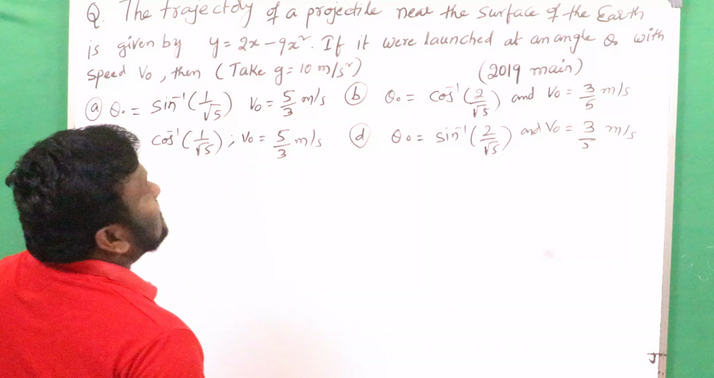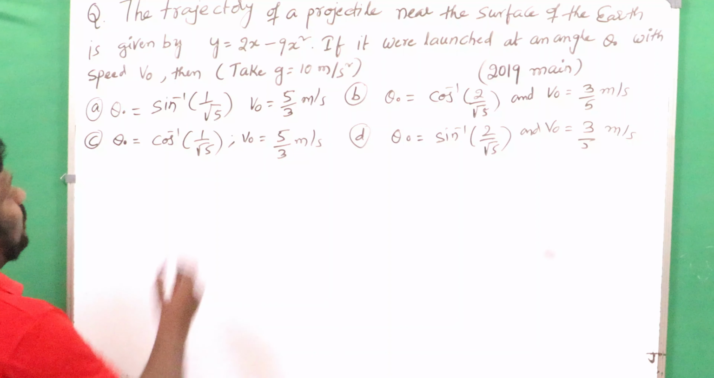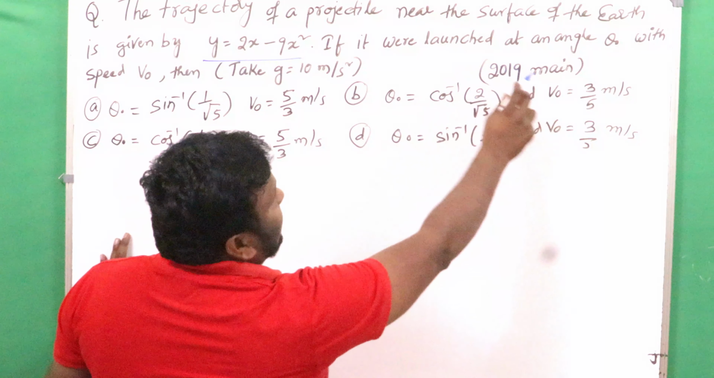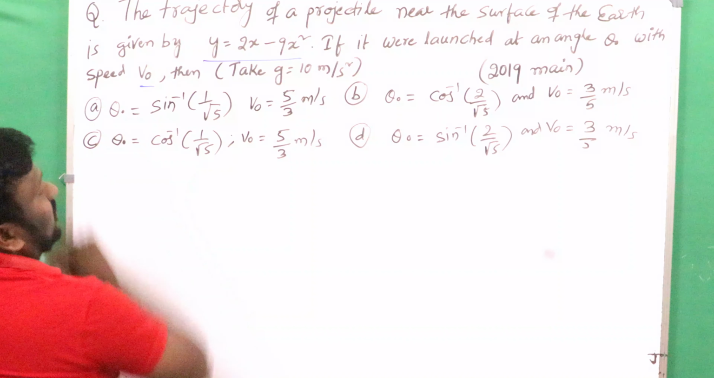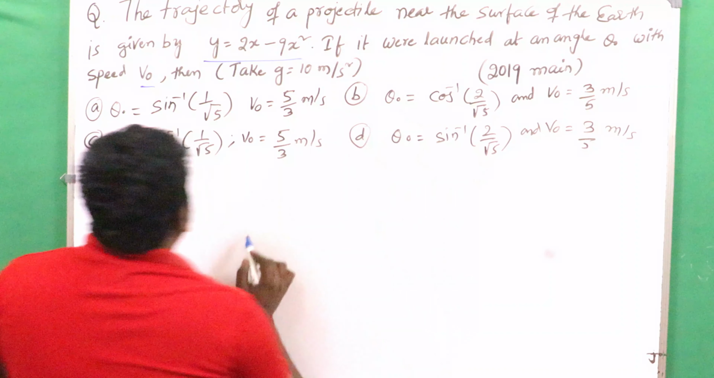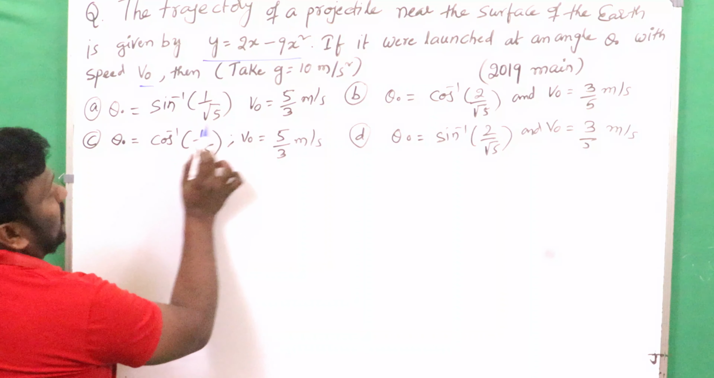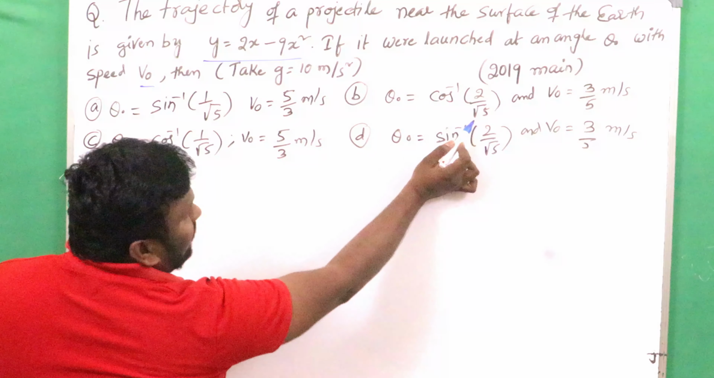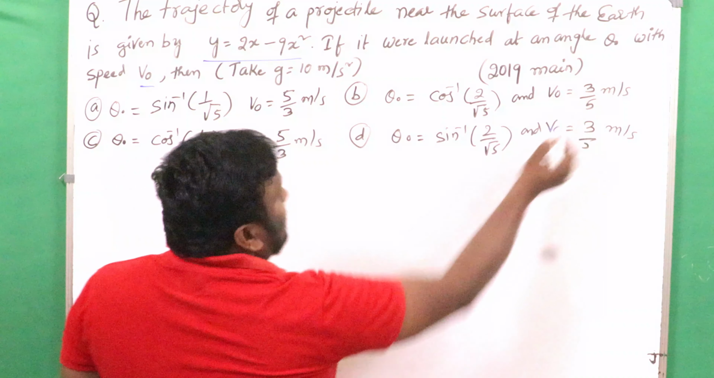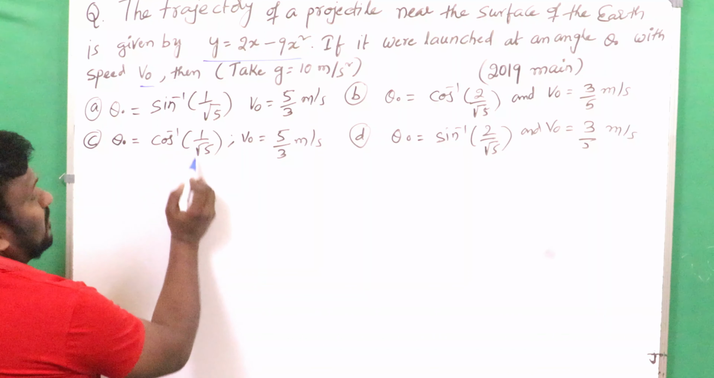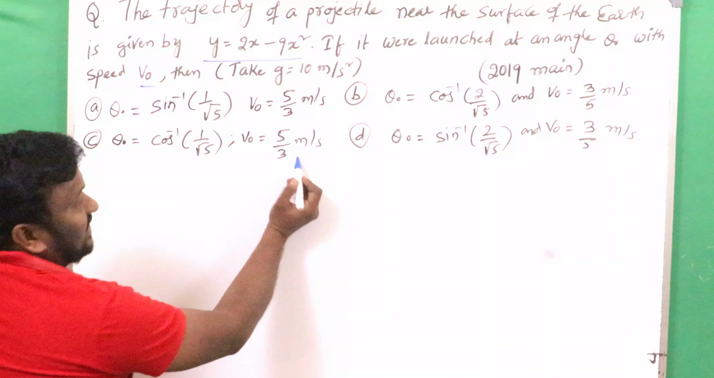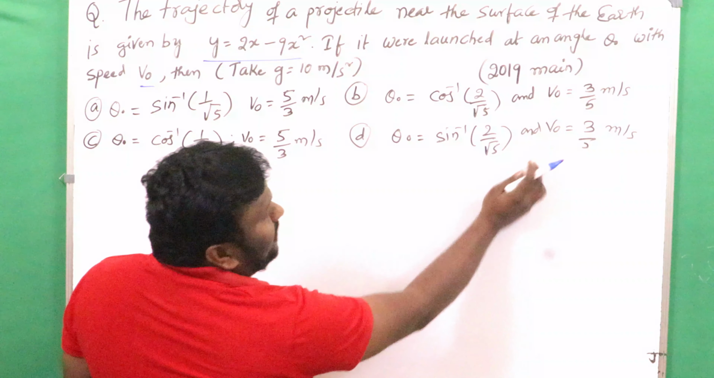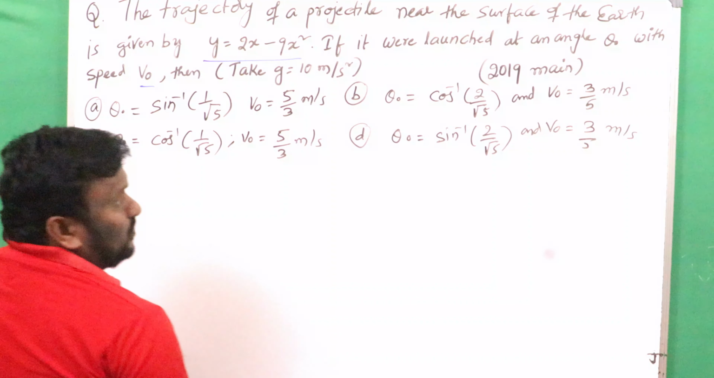The trajectory of a projectile near the surface of the earth is given by y equals 2x minus 9x square. If it were launched at an angle theta naught with speed v naught, then: theta naught is sin inverse of 1 by root 5 and v naught is 5/3 meter per second; theta naught is cos inverse of 2 by root 5 and v naught is 3/5; theta naught is cos inverse of 1 by root 5 and v naught is 5/3 meter per second; theta naught is sin inverse of 2 by root 5 and v naught is 3/5 meter per second. So that is the question.